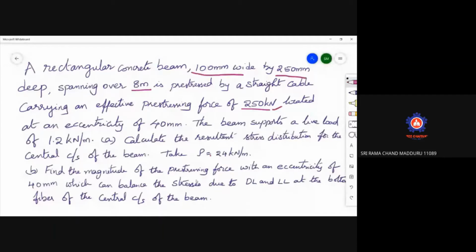The beam supports a live load of 1.2 kilonewton per meter. So now calculate the resultant stress distribution for the central cross section of the beam. Take rho is equal to 24 kilonewton per meter cube.